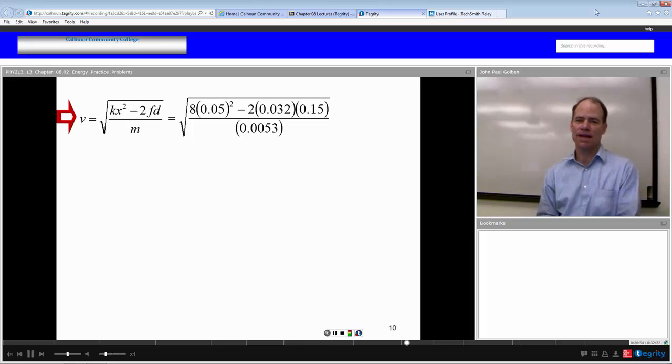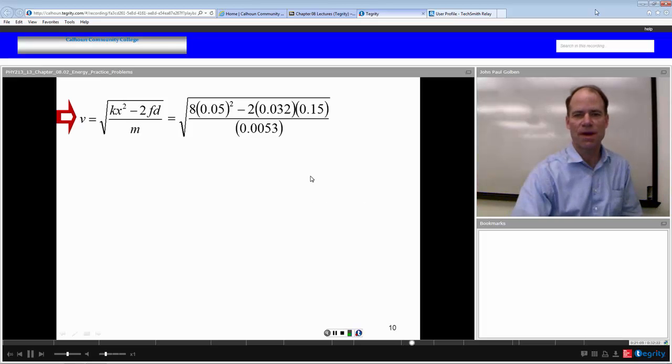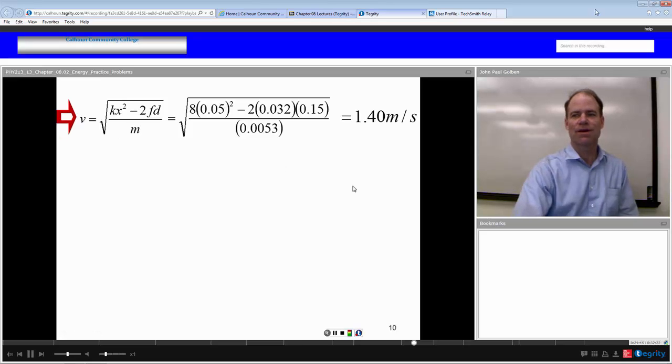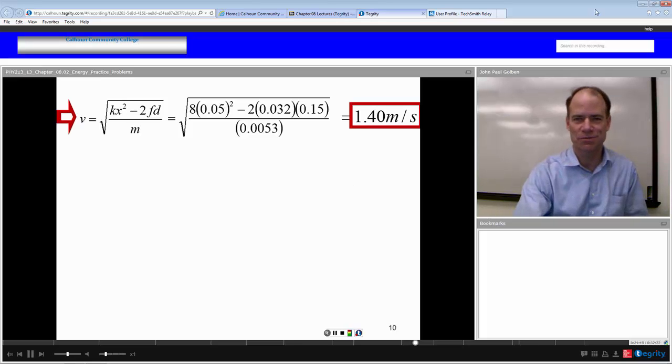K was 8, x is 5 centimeters, or 0.05 meters squared, minus 2 times the force, frictional force was 0.032 newtons, and it acted for the whole distance of the barrel, 0.15 meters. The mass was 5.3 grams, or 0.0053 kilograms. Everything's square root. Our final velocity when we leave the barrel, 1.40 meters per second.